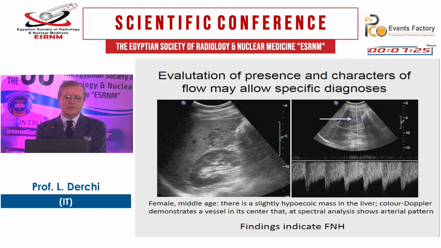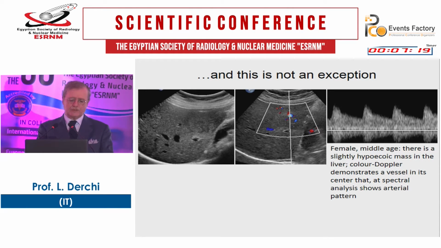And this is not a single example. It is a constant example in these cases. Another patient, again, same findings. Middle-aged female, slightly hypoechoic mass in the liver, showing a vascular structure in the middle at Colour-Doppler. Again, within it, there is an arterial flow.